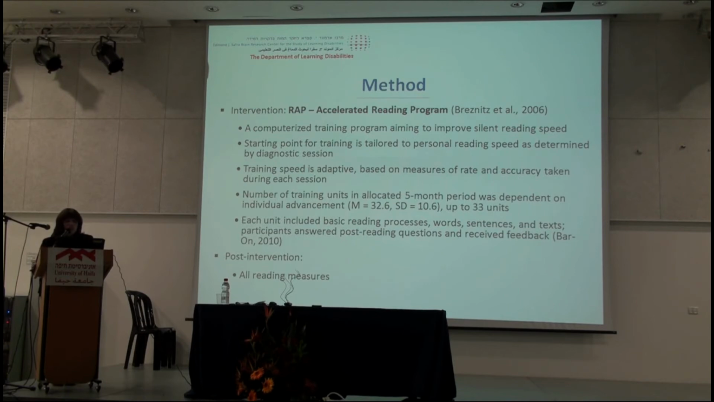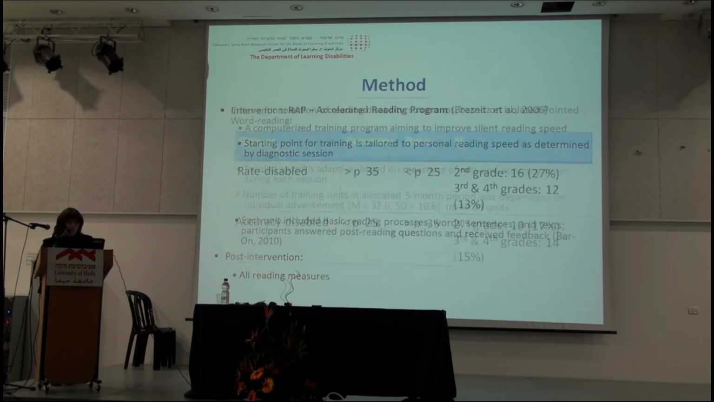As Svia mentioned yesterday, the starting point for training is tailored, so we can adjust to the rate that the children exhibited. And the training speed was adapted, and the number of training units. They worked for 5 months, but it was dependent on the individual advancement. So several kids could practice for like 25 sessions, others less or more. And each unit included basic reading processes, words, sentences, and text. And then we administered the post-intervention measures.